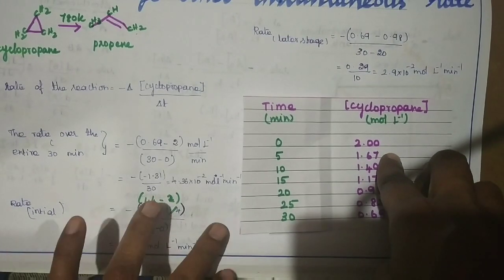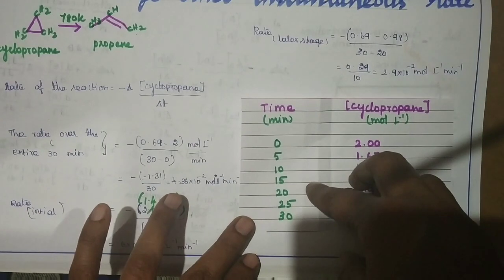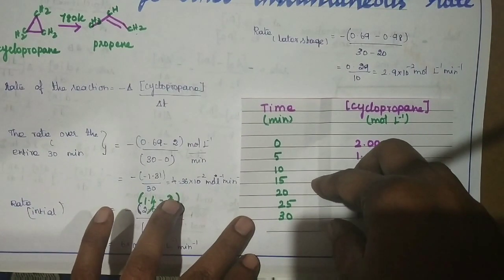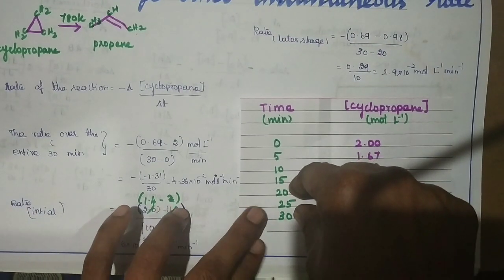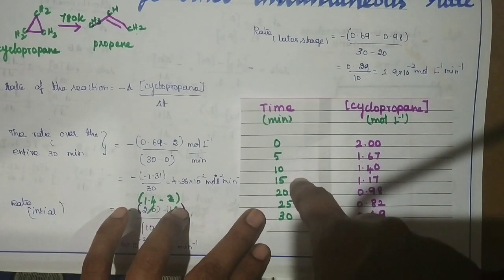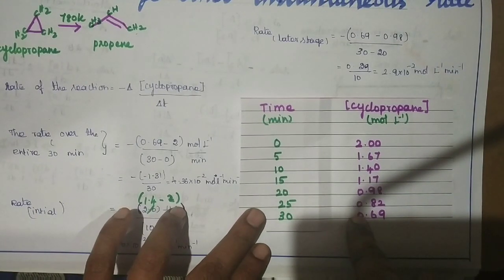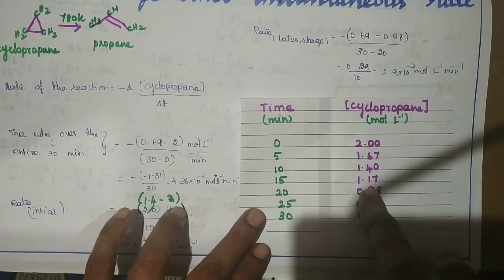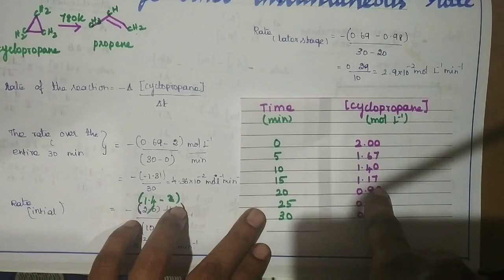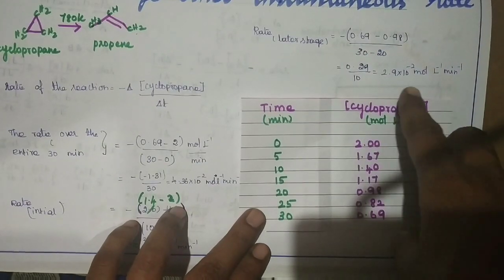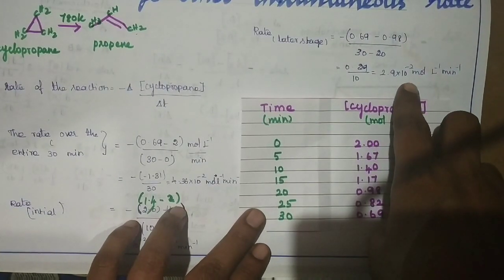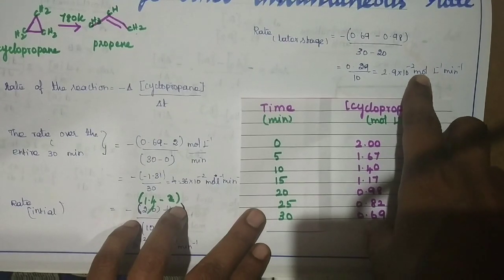Okay, then the later stage. Here in this later stage we take 20 to 30 minutes. The time variation is 30 minus 20, and the concentration variation is 0.69 minus 0.98. Therefore, we get the value 2.9 into 10 power minus 2 mole per liter per minute.